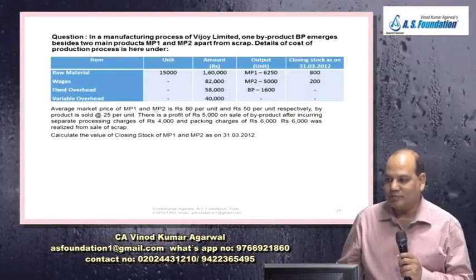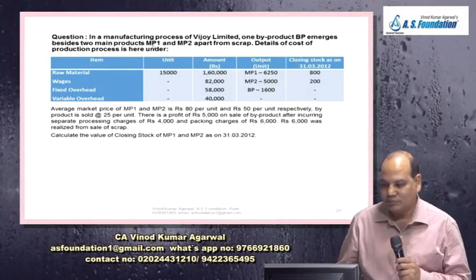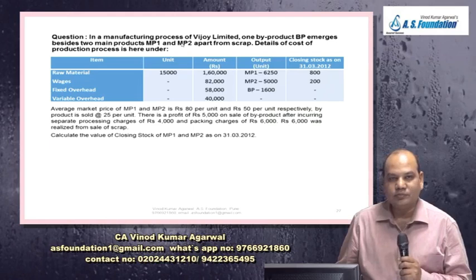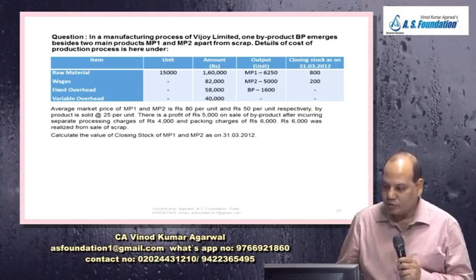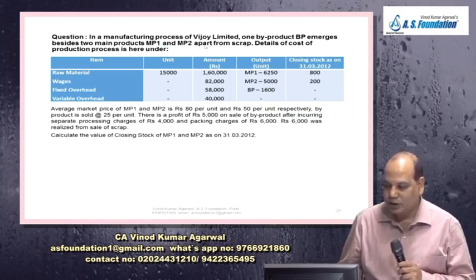IAS2 again. First we'll solve this important question. In a manufacturing process of Vijay Limited, one byproduct BP emerges besides two main products MP1 and MP2 apart from scrap. Details of cost of production process is here under.